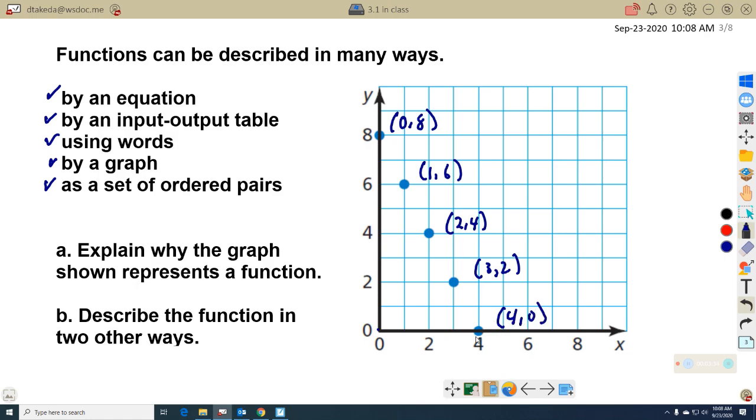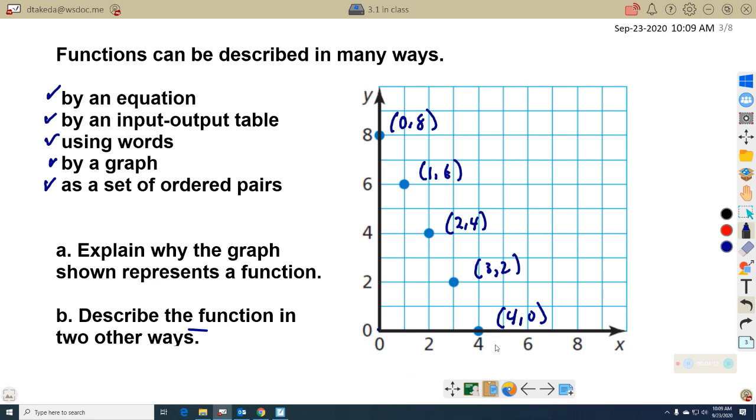Okay, so right now we can see that every member of the domain, 0, 1, 2, 3, 4, has a unique member of the range. So for 4, it's always 0. For 3, it's always 2. For 2, it's always 4. For 1, it's always 6. And for 0, it's always 8. That's why this is a function. This graph represents a function. And for right now, we're just going to describe this function as a set of ordered pairs. And those are the ordered pairs there.